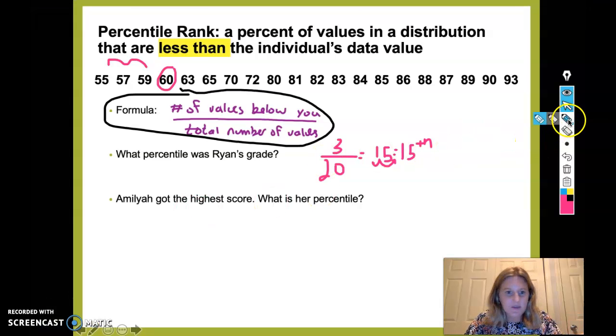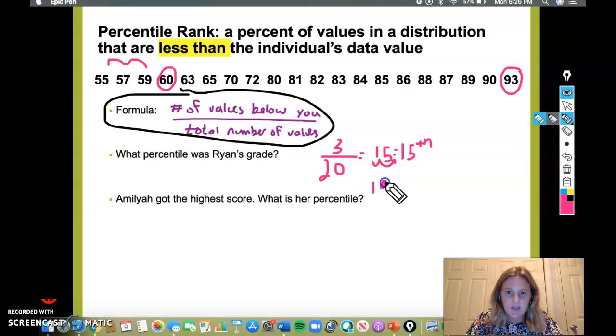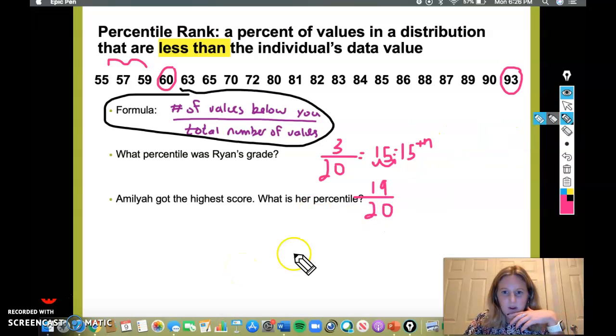Let's do another one. It says Amelia got the highest score. What's her percentile? So we go over here. Well, the highest score someone scored was a 93. So you need to count the number of data values that are below it divided by the total. And so if I know there's 20 tests in the list, it has to be 19 below Amelia. So 19 out of 20 gives me, you can do that on your own for the sake of time, like 0.95. So Amelia's the 95th percentile.